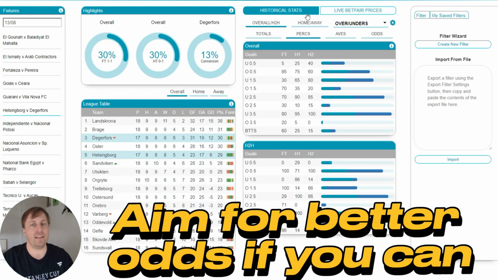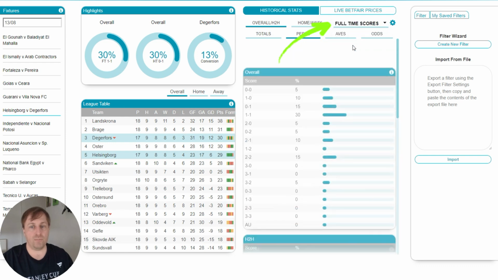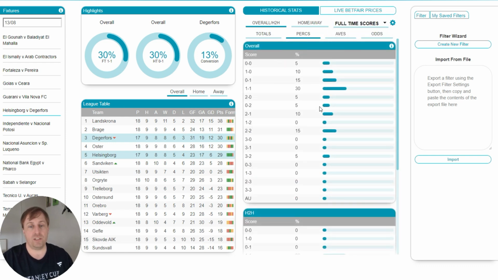So as we go back to the historical stats, let's go have a look at the full-time scores. Obviously, we know a ton of them aren't going to be over 3.5 goals, but let's have a look at the ones that are. Most of them are 2-all. So actually, 15% of the results are 2-2, which is fairly high.